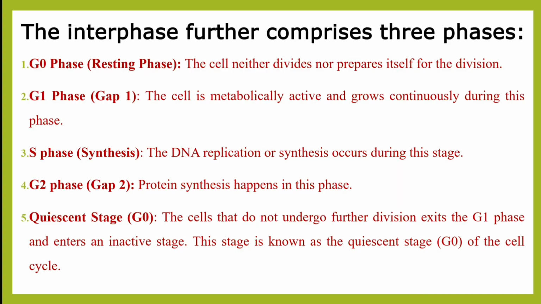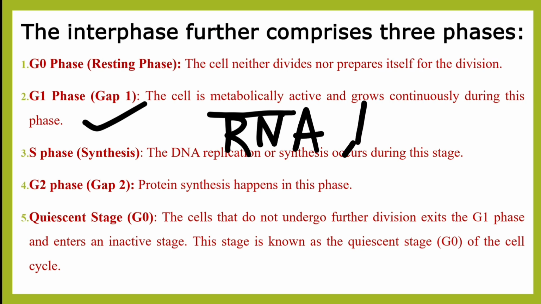So what is G1 phase? It is the most metabolically active phase, where the cell grows continuously. So what occurs in the G1 phase? It is the longest phase of the cell cycle, during which RNA or ribonucleic acid and proteins are formed. And it is the first phase of your interphase.